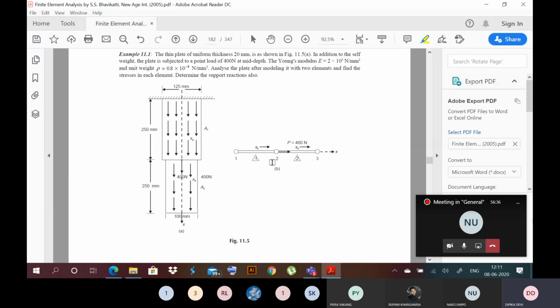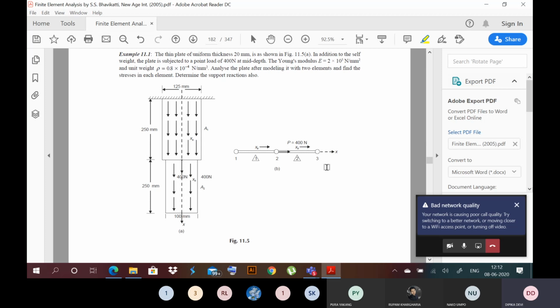We have used bar elements, two elements. There will be three nodes. The body force XB will be equal to rho. The point load P is equal to 400 Newton. So these are the given data. First you have to write the element stiffness equation of both the elements. Then you have to assemble them, which will give you the global stiffness matrix. Then you have to assemble the load vector due to body force, and then the point load you can directly add.